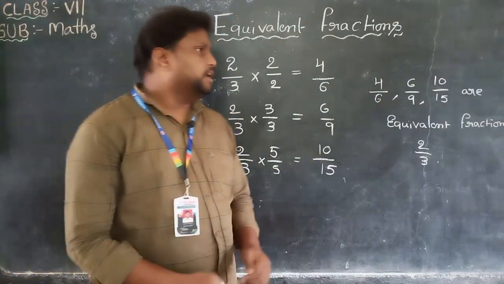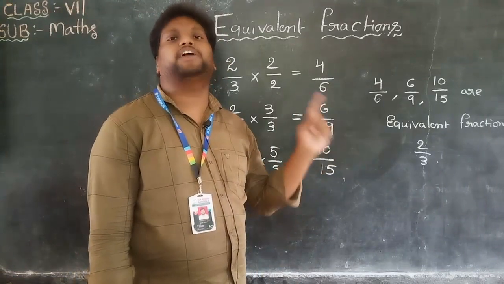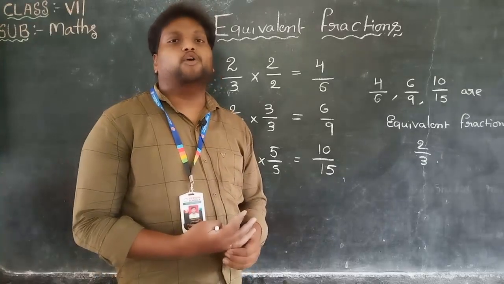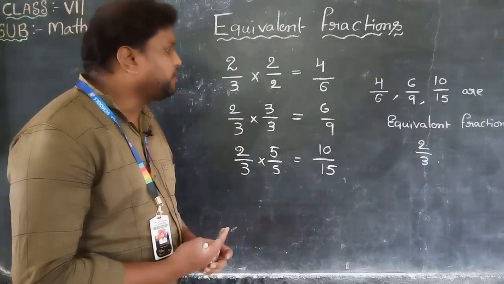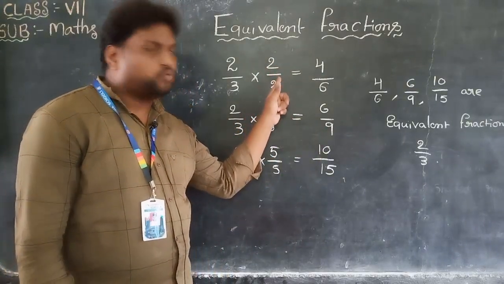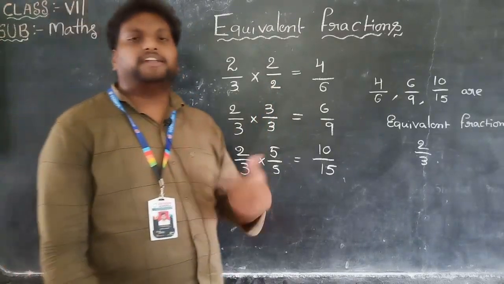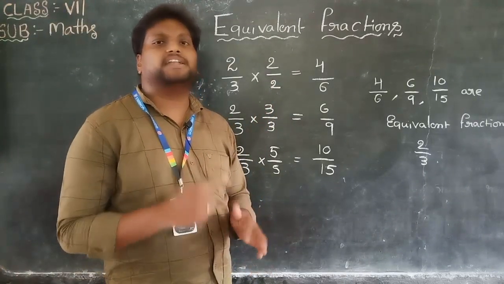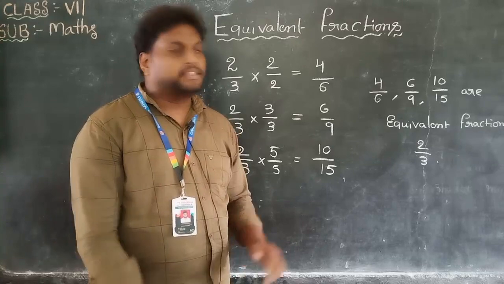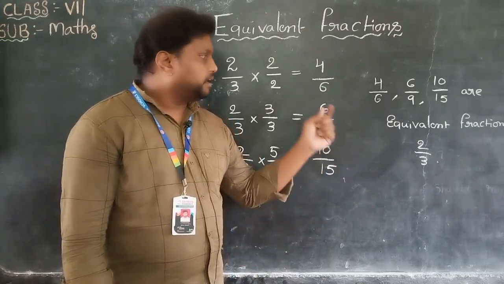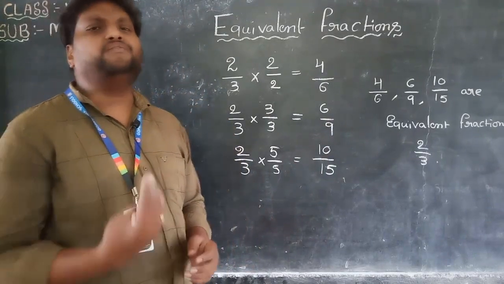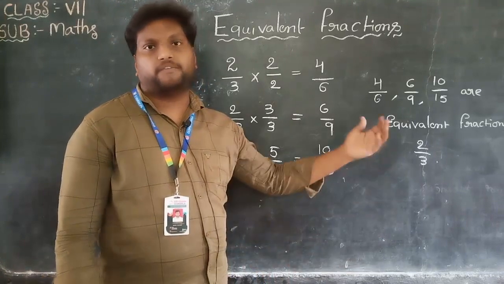Now I will ask one question. How many equivalent fractions can a fraction have? We should find out how many are possible. We can multiply by any number. Here I am taking just 2, 3 and 5. You can take 10, 20, 100, 1000, lakhs, whatever it is, but you should multiply the numerator and denominator equally. These are called equivalent fractions. Means each and every fraction has an infinite number of equivalent fractions. Infinite, why? Because we can't say how many equivalent fractions there are.